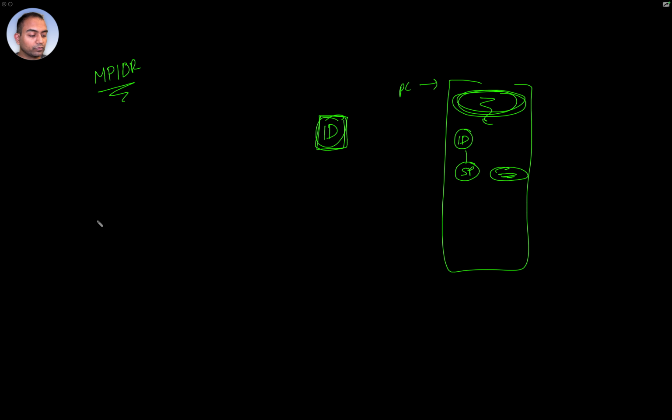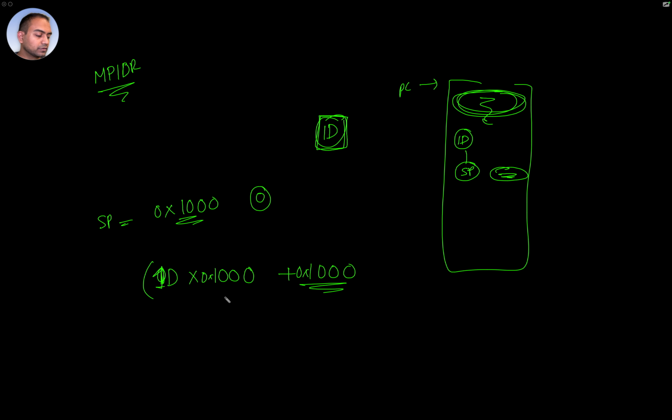A good example would be, let's say the stack pointer can start at the memory location hex 1000, for example. Now, if the ID of the CPU is, let's say, 0 in the primary core, then we can say, hey, take the ID times hex 1000, plus hex 1000, and this is the value. And we can say, okay, load the SP with this value.